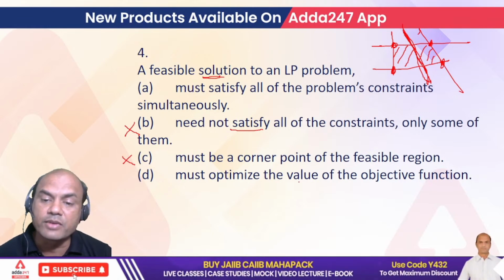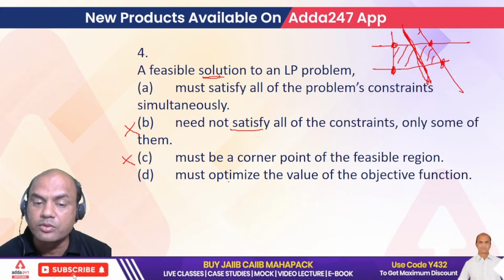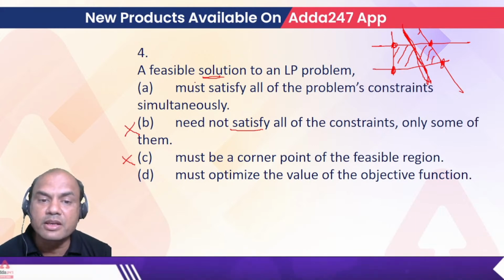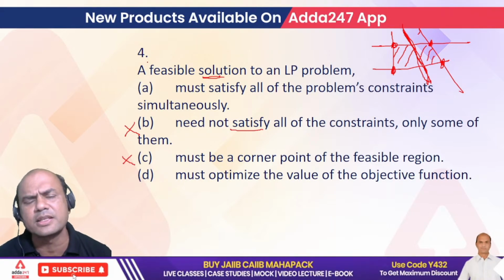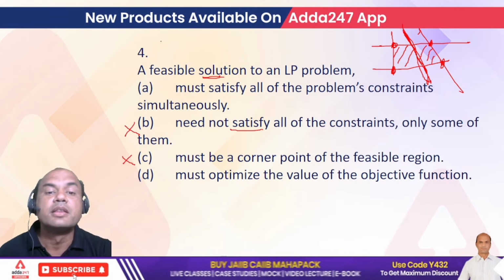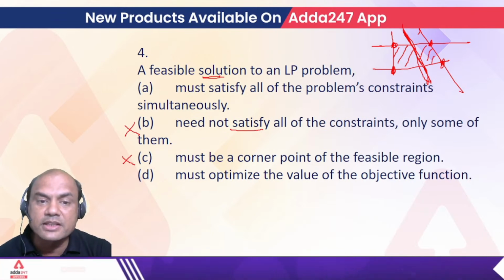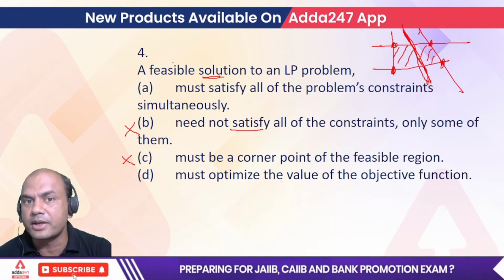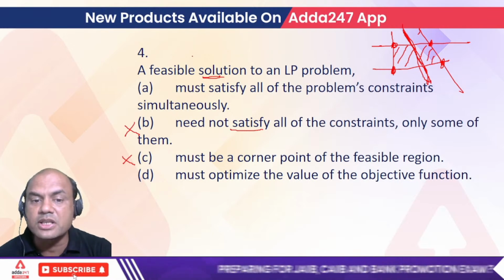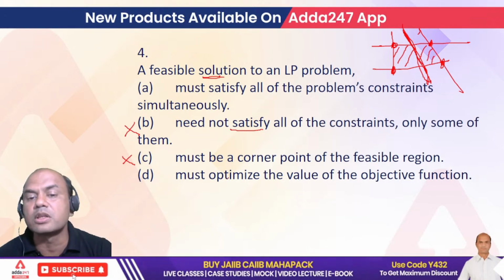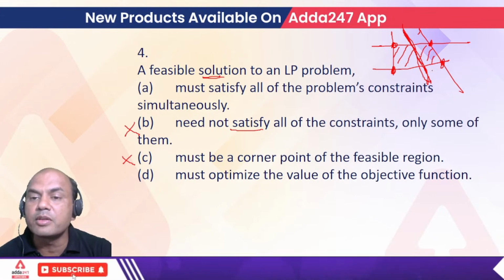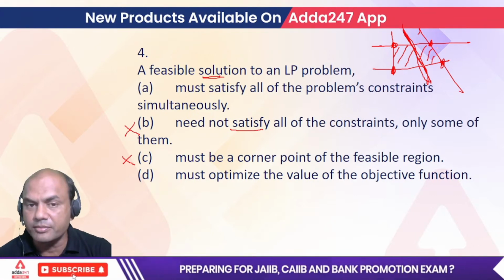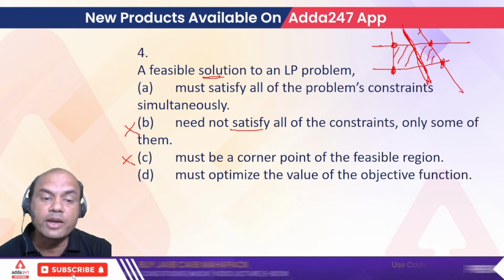Must optimize the value of the objective functions. Is this true? Means what? This feasible region, these 4 points, see this 1, 2, 3 and 4. Here we'll be solving 2-3 problems in the same lecture. There you will see that optimization and feasible are two different parts. A feasible solution need not optimize all the values. It will cover all the points, but the optimum value will generally be at only one point. So that's why D is also out.